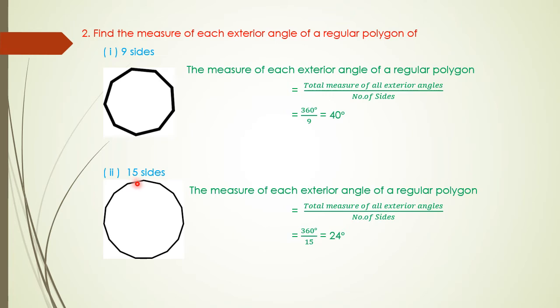Second figure, polygon we have of 15 sides. So, the formula we use: the measure of each exterior angle of a regular polygon is equal to total measure of all exterior angles divided by number of sides. And you know, total measure of all exterior angles of a regular polygon is 360 degree. That divided by the sides, 15. So dividing by 15, we get 24 degree. So the answer is 24 degree.